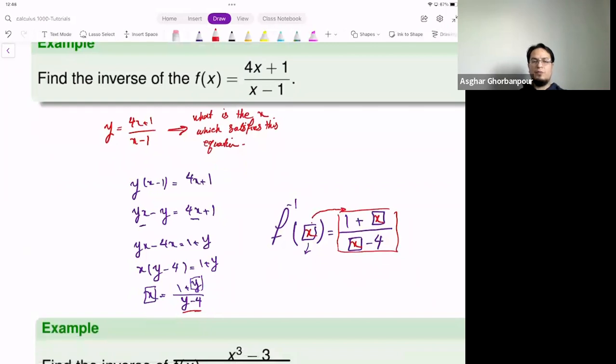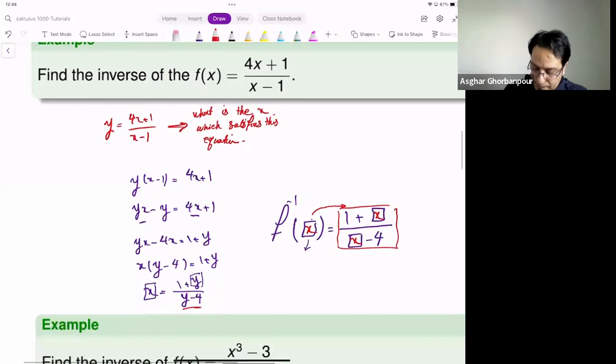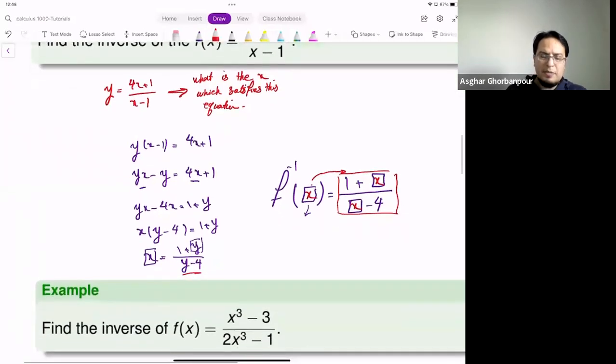This is always true. When you're trying to find f inverse, you must go y equal to that function and then solve it for x, for the input. You're interested in finding what is the input which gives you that output. Any questions, any comments here?